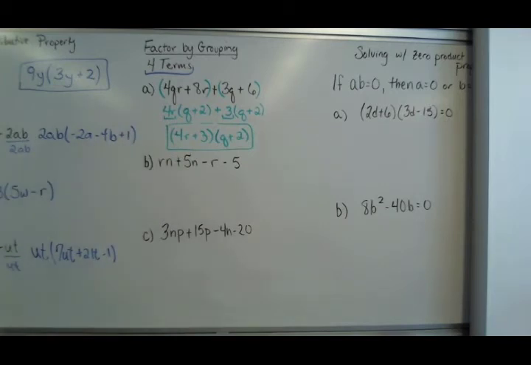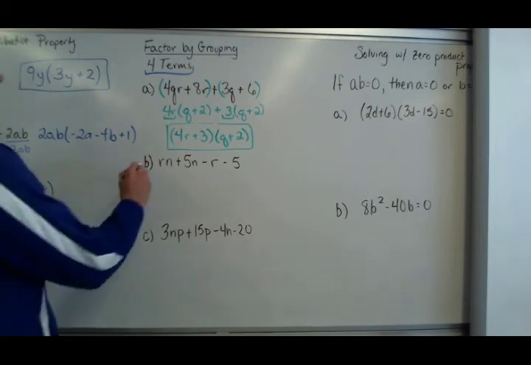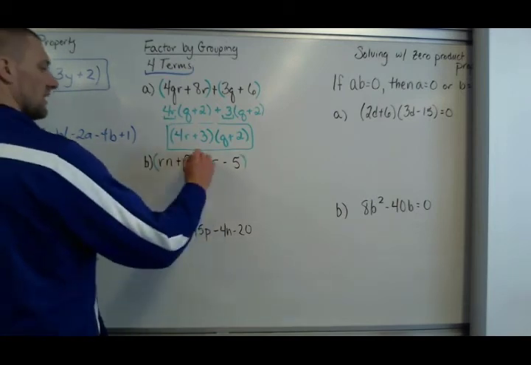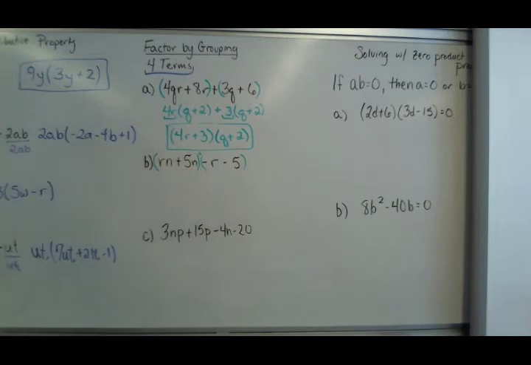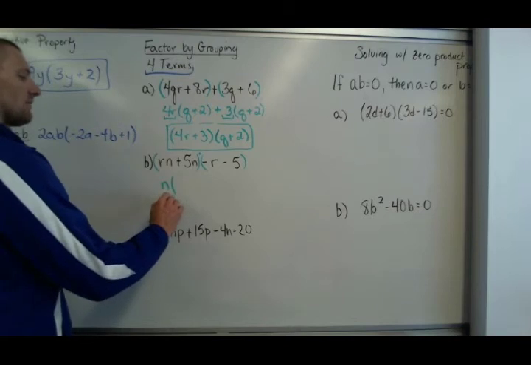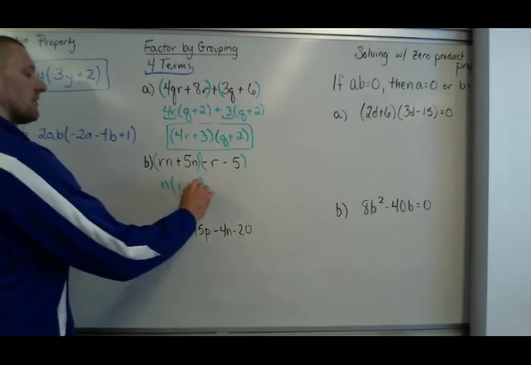Okay, let's look at B. Now between these ones, these do have something in common. And these do as well. Okay, now notice I'm putting that minus sign on the inside. I'll explain why in just a second. So I try and pull something out of here. They both have an N. So I pull this N out, and I'm left with the R plus 5.